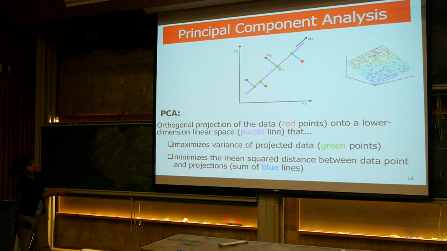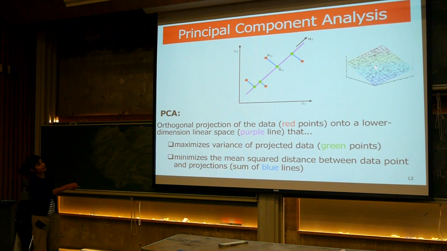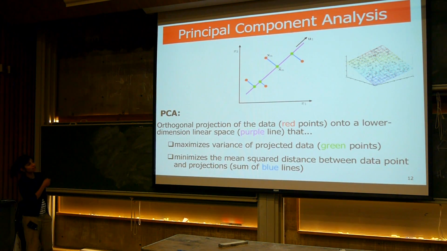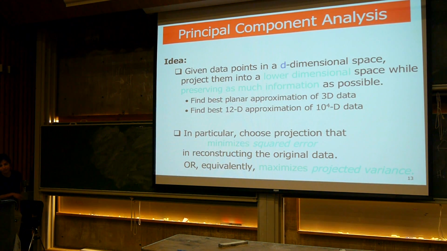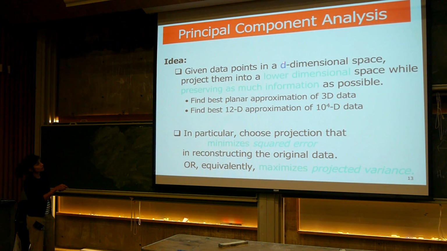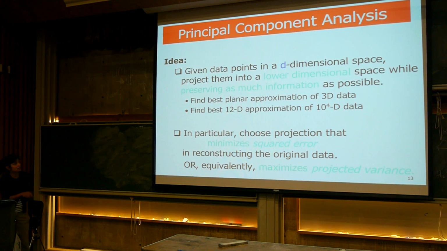All right, so as I said, you could think of it more generally as some 2D in 3D, or 10D in 100D, or 100D in 10,000D, whatever makes sense for the problem. So given data points in a d-dimensional space, you want to project them into a lower dimensional space while preserving as much information as possible. In particular, we are going to focus on choosing a projection that minimizes squared error or maximizes the projected variance, right? As we talked about.